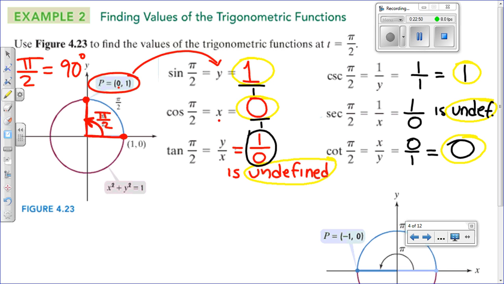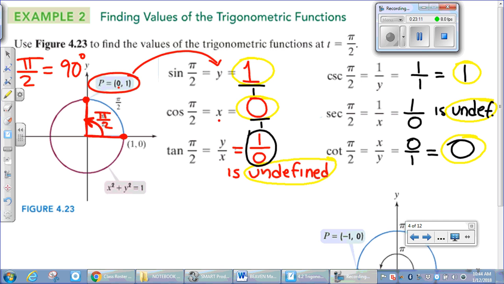All right. So I want you to talk to someone. If you have a partner, if you don't have a partner, just talk to yourself. And make a conjecture about what's going on here with the zeros and the undefined. Is it coincidence or not? Don't say it out loud. No, I don't think it's a coincidence. Okay, so what is the deal here?